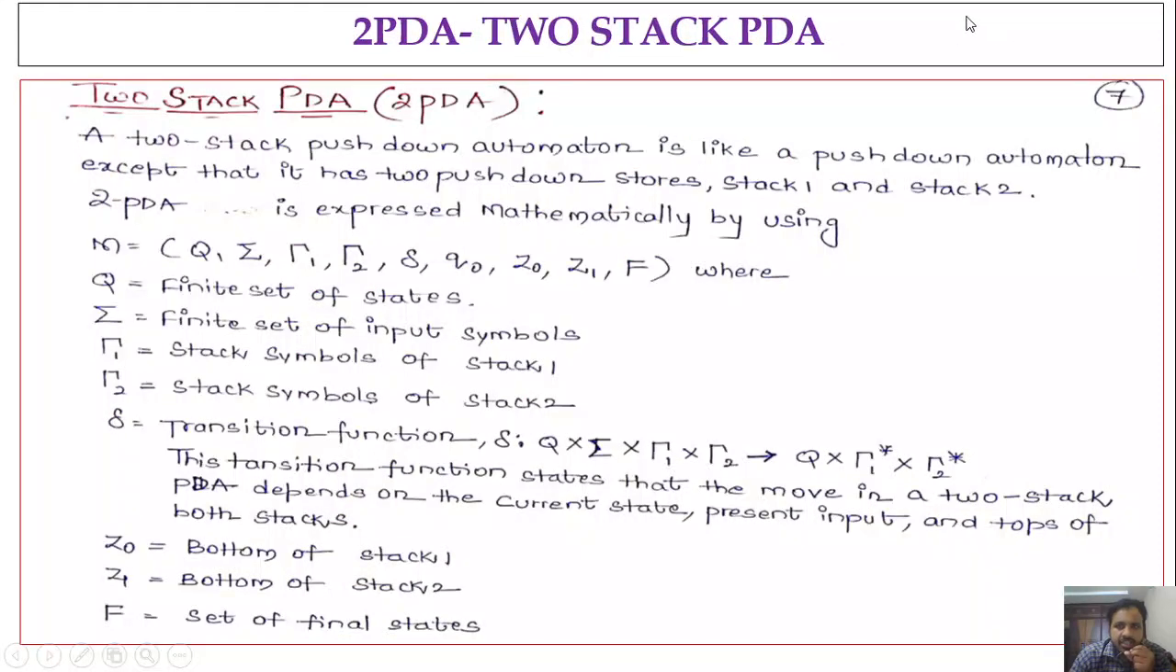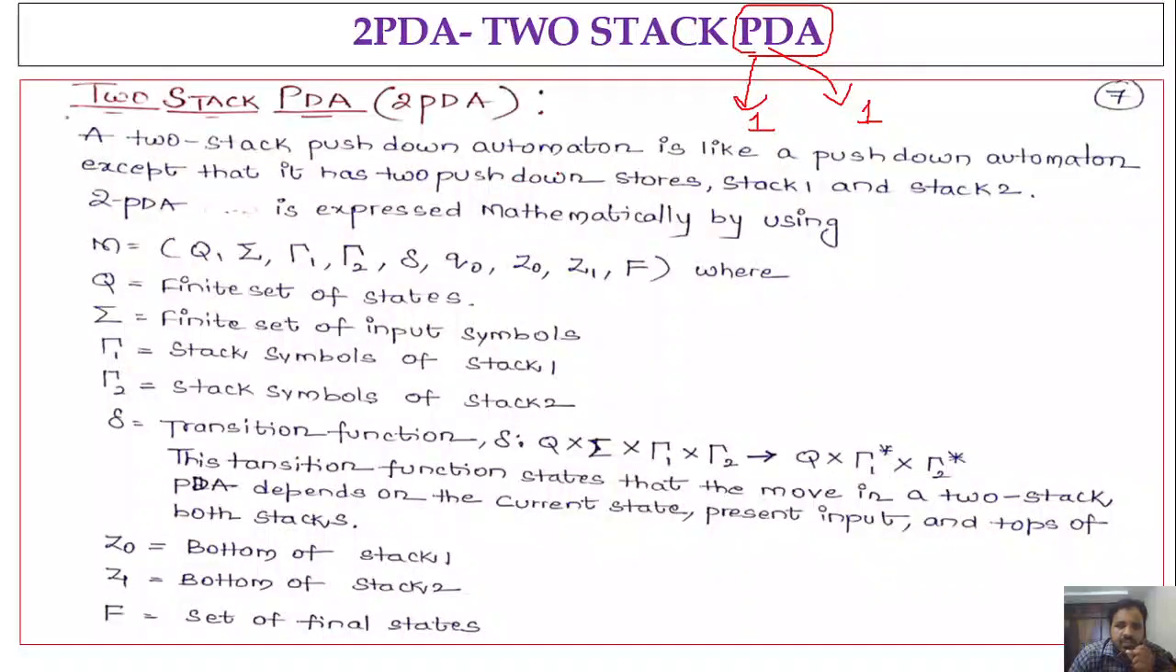Already this concept we discussed in the previous session. So this two-stack PDA is nothing but a push-down automata with two stacks. Basically, a push-down automata has one stack, right? It is a finite automata along with one stack. So that is the PDA. For this PDA, we are adding one more stack, so since we have two stacks here, it is called a two-stack PDA.